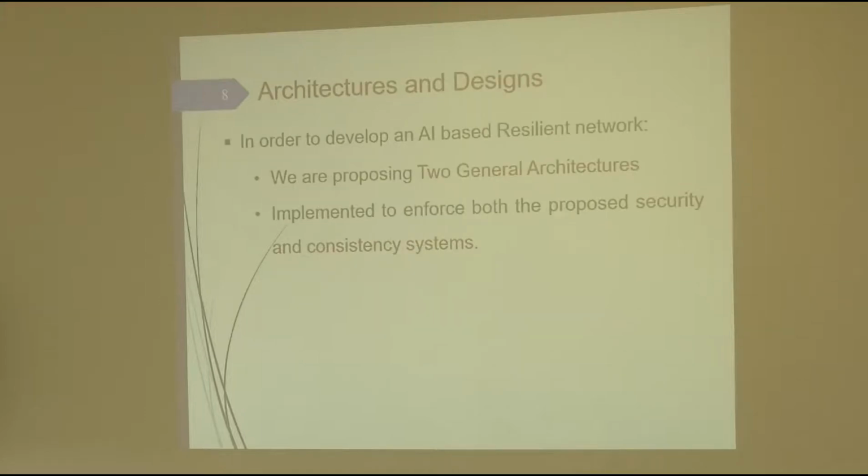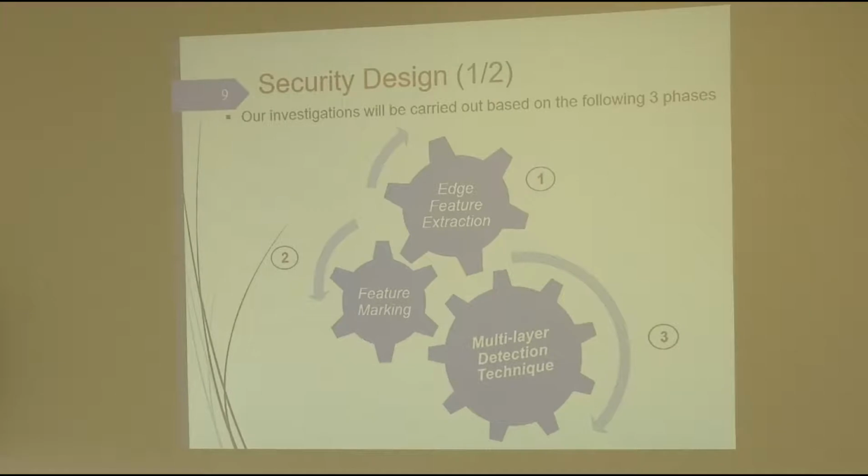To start, in order to develop an AI-based system, we need new architectures. That is why we are proposing two general architectures to be implemented in order to enforce both the proposed security and consistency system. We'll start first with the security design. Our investigation will be carried out based on three phases. First, edge feature extraction, followed by feature marking, and finally a multi-layer detection technique.